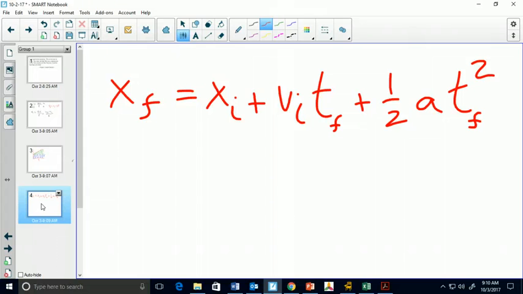So if I'm trying to find a final displacement, I need to know a number of pieces, right? The initial displacement, which again is usually 0. The initial velocity. Now, if that's 0 as well, like say you started at a stoplight and then you're accelerating, well, then that term is going to be 0 as well. All you'll have to worry about is the 1/2 a t squared. But if you have any initial velocity or any initial displacement, you're going to use those two pieces. Yes, ma'am?